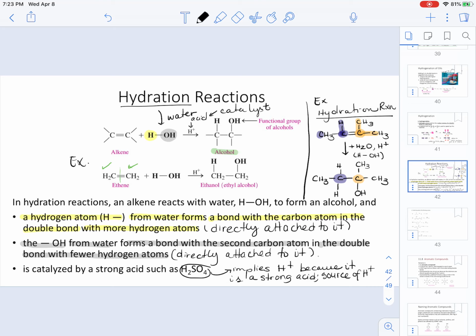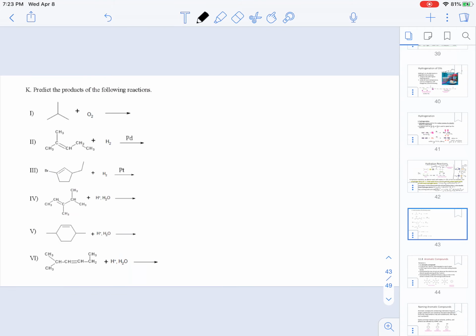Let's practice now giving a list of reactions. What are going to be the products formed from the reagents given? So now we're going to be practicing these based on part K in our worksheet. I'm going to be writing the names of each of the reactions first, and then I'm going to be writing the structures of the products.